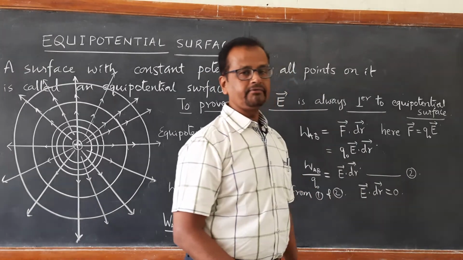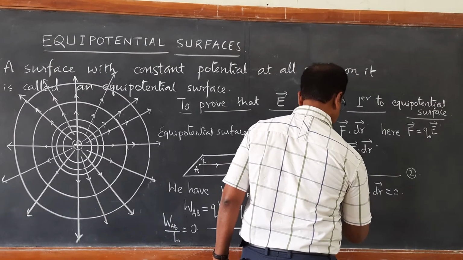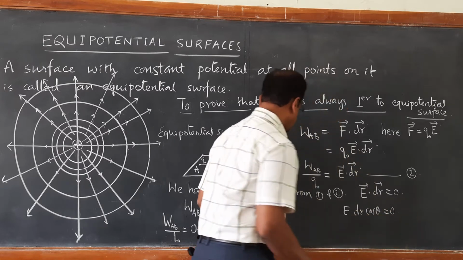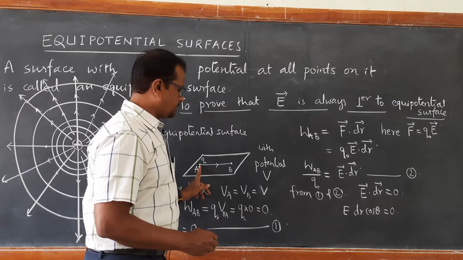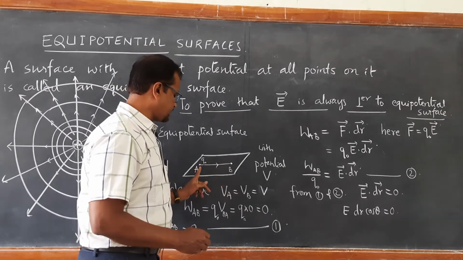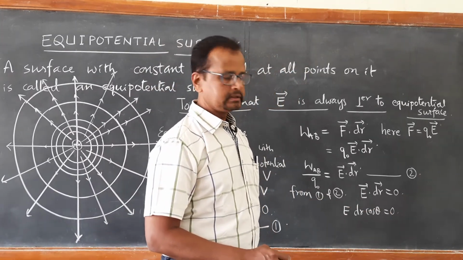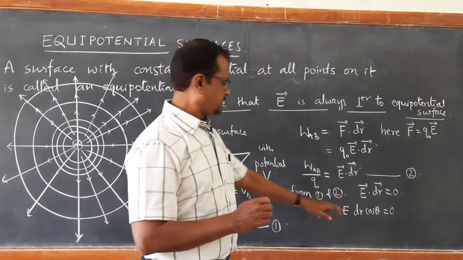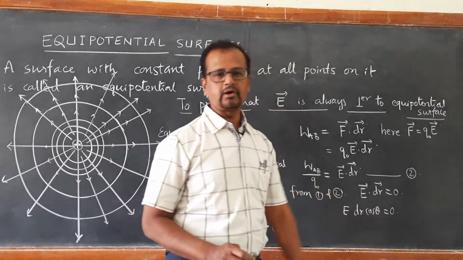So, by the meaning of dot product, what is E dot dr? E dot dr is nothing but E dr cos theta equal to 0, where E is the electric field here, right, and dr is the displacement from A to B. So, E dr cos theta equal to 0. Electric field is not 0. Electric field has some value. Displacement is not 0. So, only thing that is possible is cos theta must be 0.